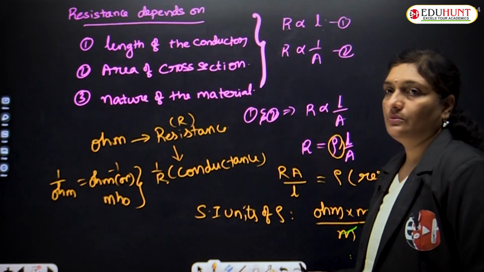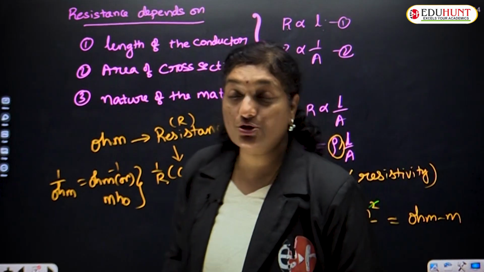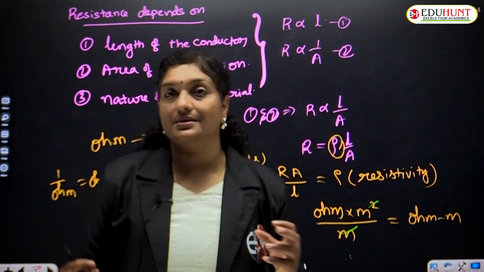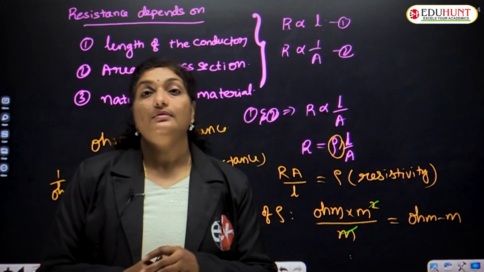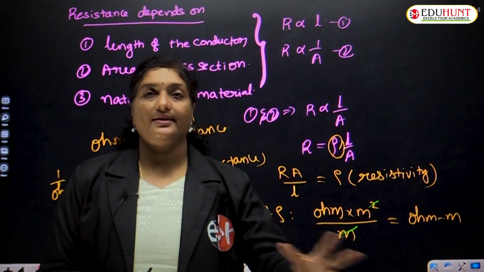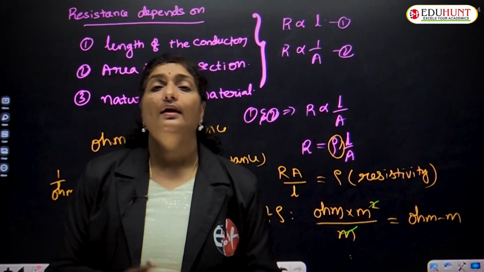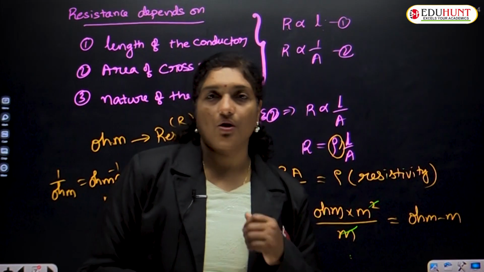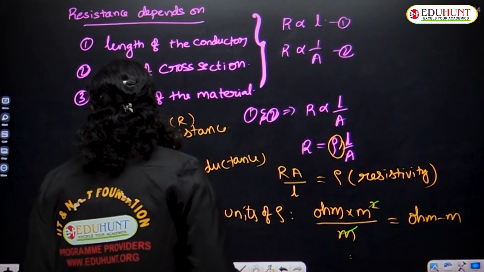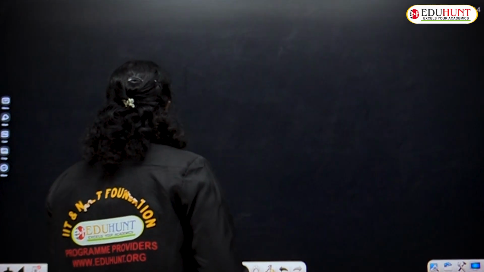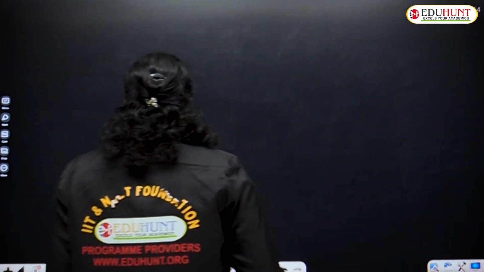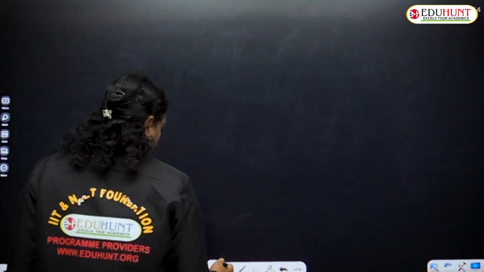Now, let us try to understand the next topic regarding how these resistors are connected. Some resistors can be connected in series and some others are connected in parallel. So let us try to understand the combination of these resistors in electric circuits. Series and parallel combination.